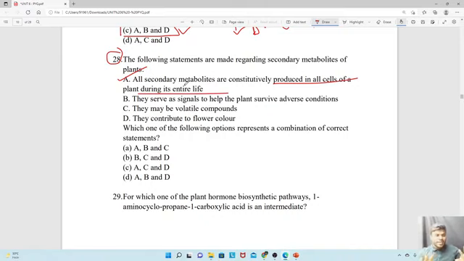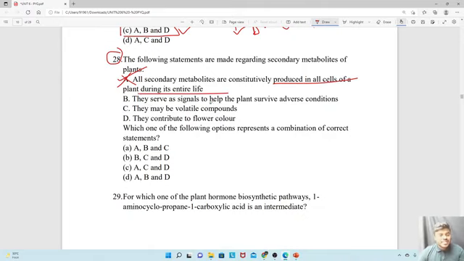See, you tell me, does our body produce antibodies every time? No, right? Our immune defense mechanism produces antibodies whenever there is an entry of antigens. Otherwise, our body never produces antibodies. In the same way, plants do not synthesize secondary metabolites every time. Then option A is a wrong statement.